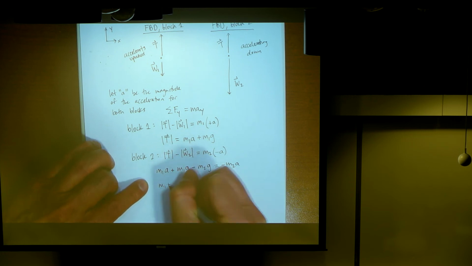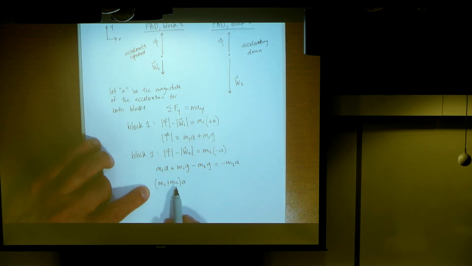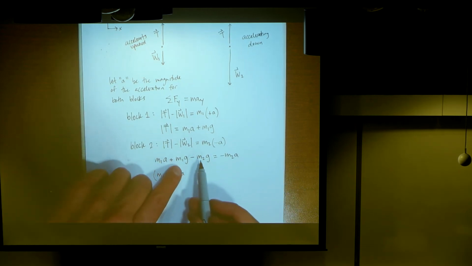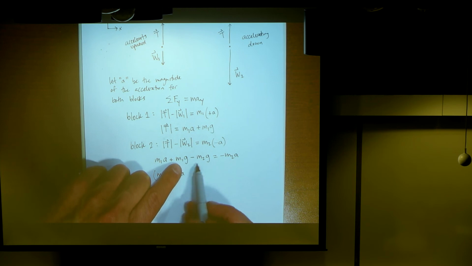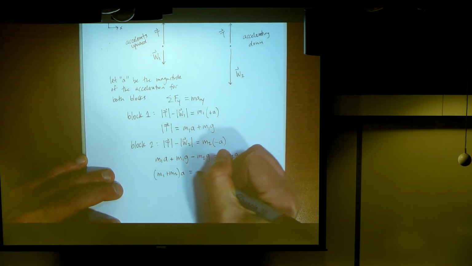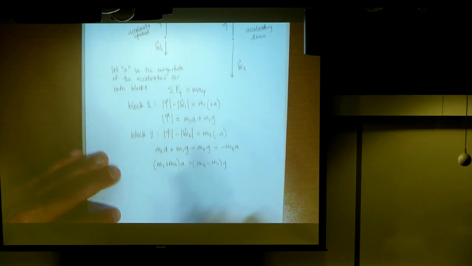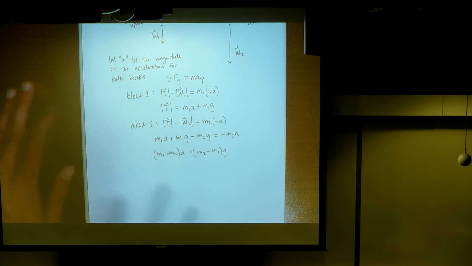So I have M1 plus M2 times A on this side of the equation. Then what I'm going to do is subtract both of these terms here to put them on this side of the equation. So I'm going to have M2 minus M1 times G, okay? That's just a reshuffling of the terms.